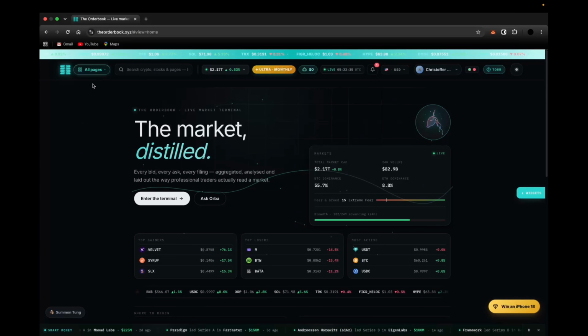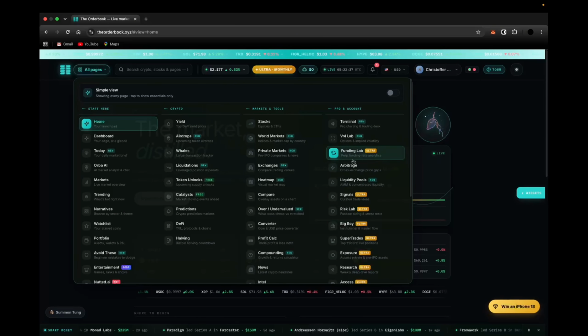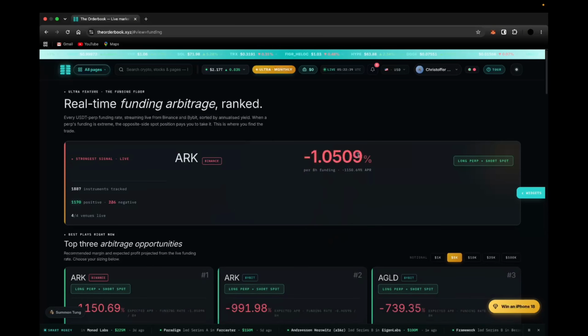In this episode, we're going to look at the Funding Lab section. And this is definitely one of the more advanced pages on the platform. But the idea behind it is actually really clever once it clicks. To understand this page, you need to understand one thing first: funding rates. So let me explain that, and then the whole page will make a lot more sense.